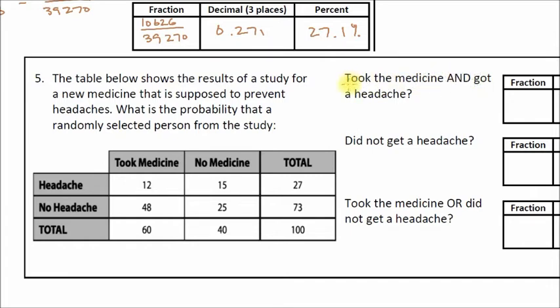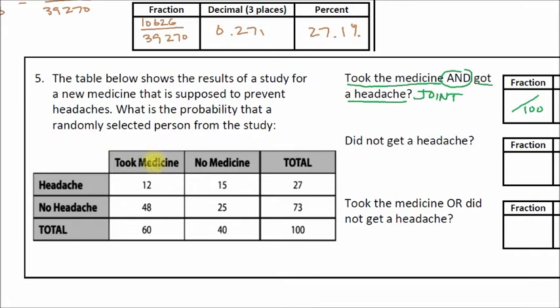So we've got two categories here. Took the medicine, got a headache, and means that both things have to happen. That means we know this is joint probability. And joint probability is we're looking at one space in the middle of the table to get our number, and it's going to be divided by the total number of people in the survey, which is 100. So let's take a look.